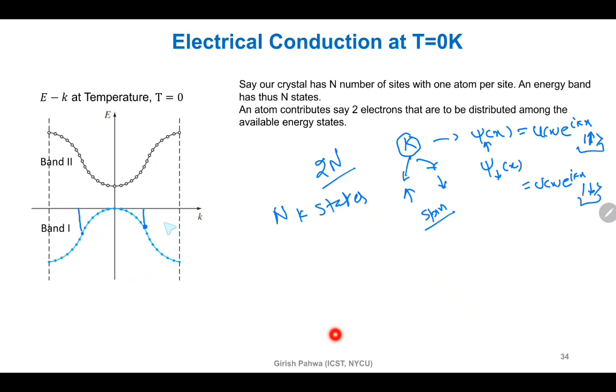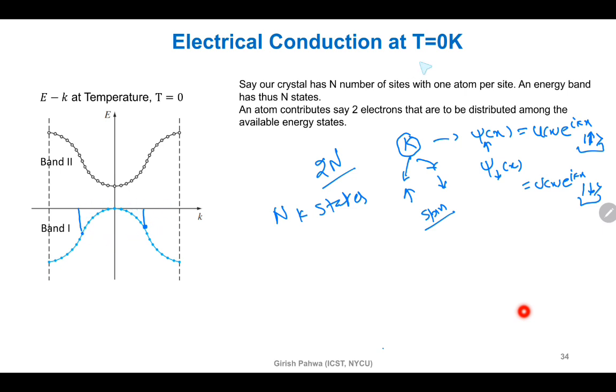My lowest energy band in this particular case will become completely filled. Why? Because how many points are these? Capital N. And how many electrons do I have? 2N, and one state can hold 2 electrons, so this is going to be completely filled. And band number 2 is going to be completely empty.